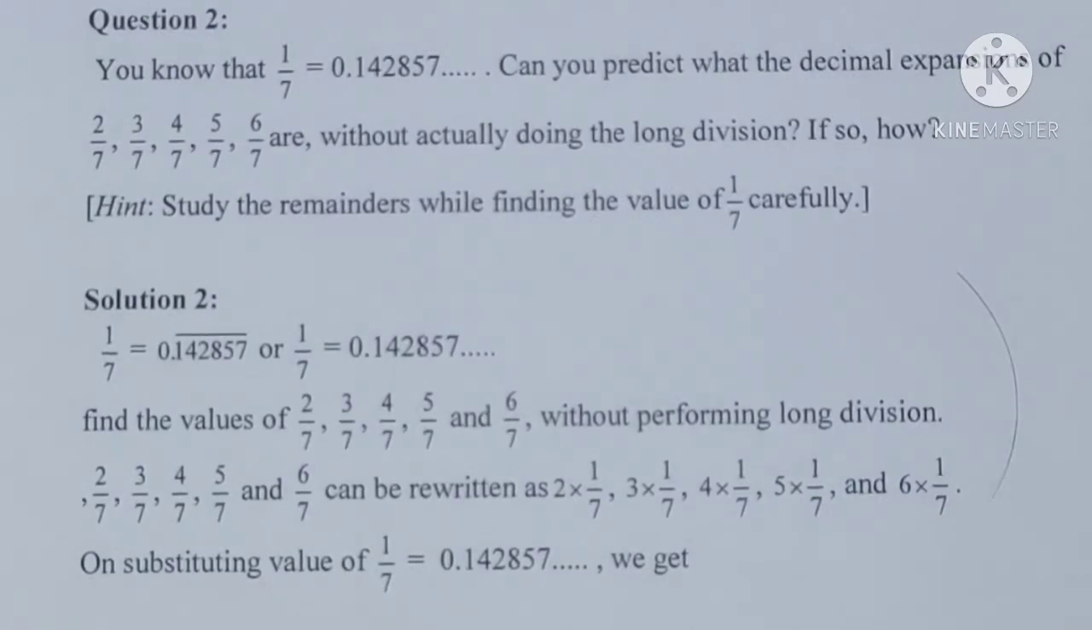That means 0.142857 with a bar. Again we have to find the values for 2 by 7, 3 by 7, 4 by 7, 5 by 7, 6 by 7. That means 2 by 7 is 2 into 1 by 7, 3 by 7 is 3 into 1 by 7, 4 by 7 is 4 into 1 by 7, 5 by 7 is 5 into 1 by 7, and 6 into 1 by 7. So we can substitute the value for 1 by 7 as 0.142857, etc. and multiply with the respective numbers.